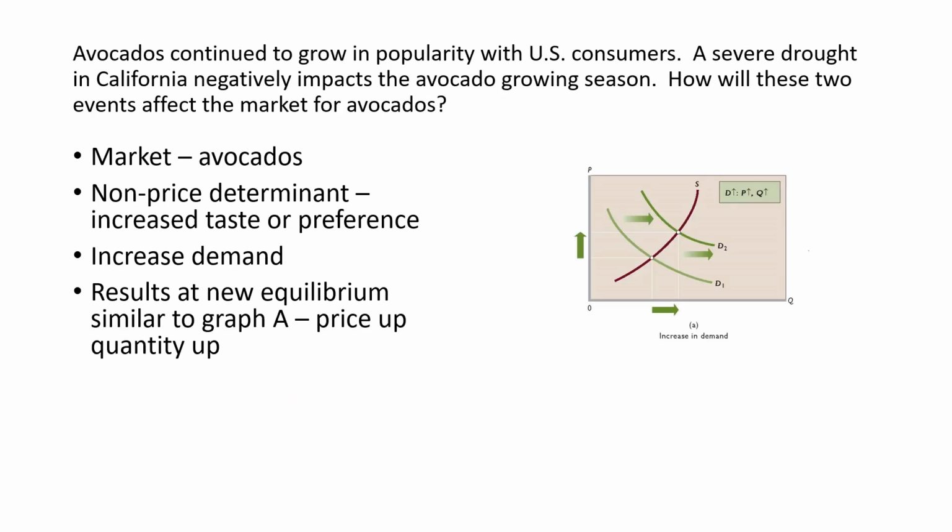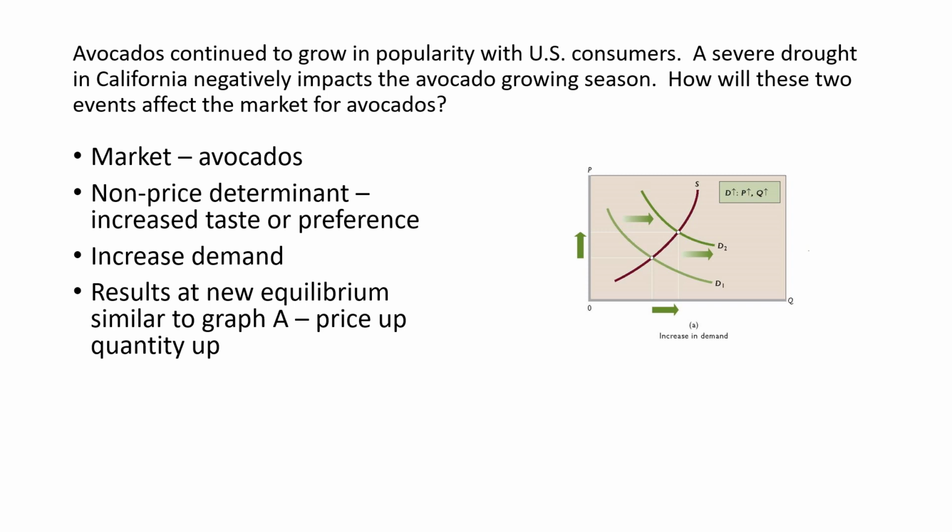The second market scenario, avocados. So first, avocados continue to grow in popularity with U.S. consumers. Let's tackle this portion of the problem before we move on to the second market event. Anytime a good or service becomes more popular, that's a non-price determinant of demand, increased tastes and preferences. So the market is obviously avocados. The non-price determinant, tastes and preferences, will increase.